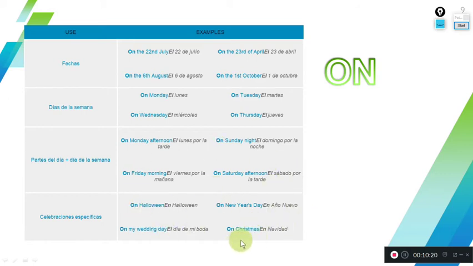Cuando vamos a hablar de celebraciones, vamos a hablar de una manera un poco más general, a diferencia del at, que se va a hacer un poco más específico. En el caso de on, nos vamos a referir al día. En cambio, at, cuando vamos a usar at con las celebraciones, va a ser, en este caso, al momento, ¿ok?